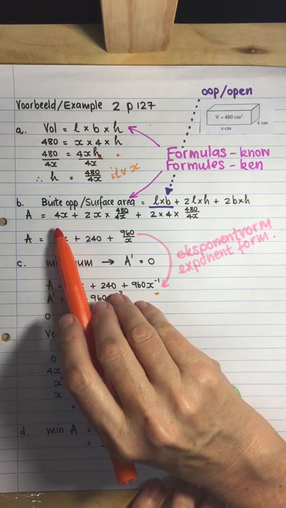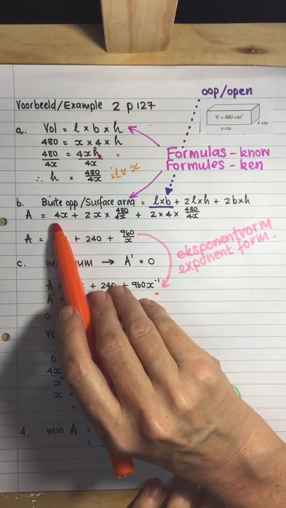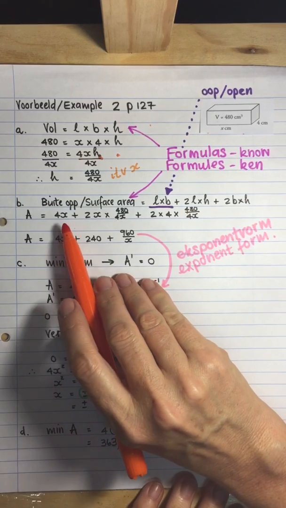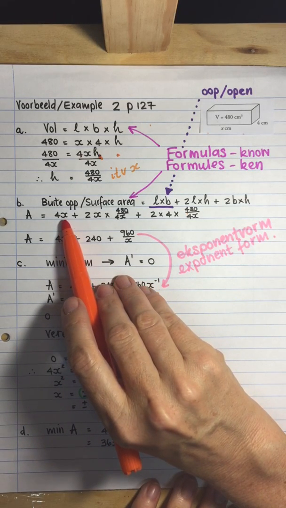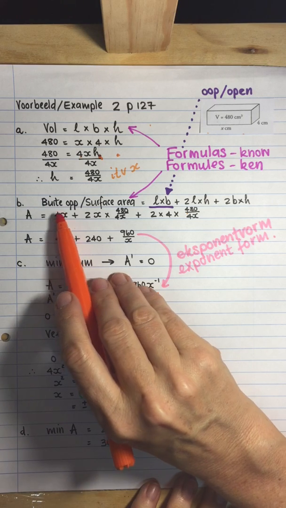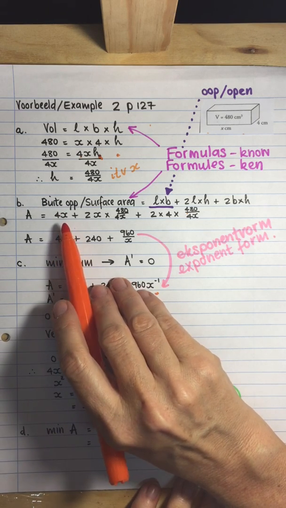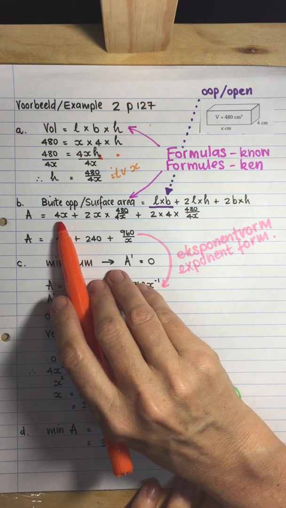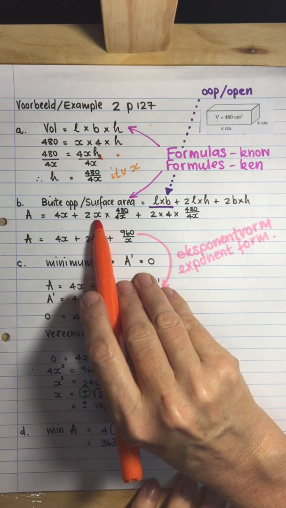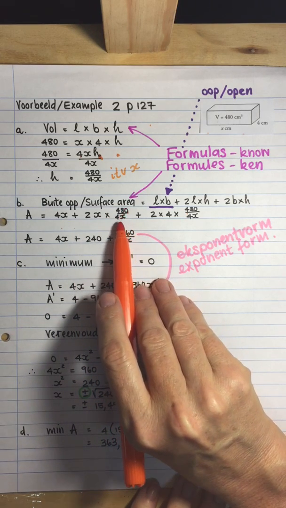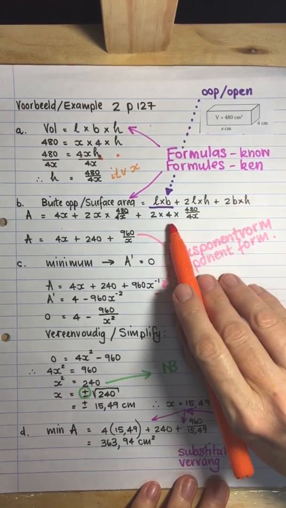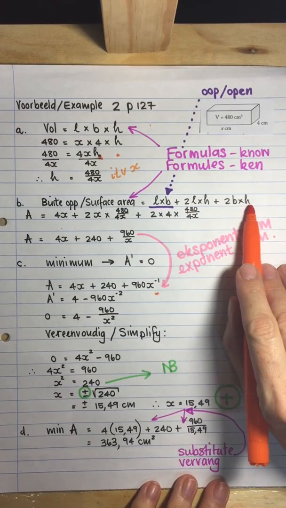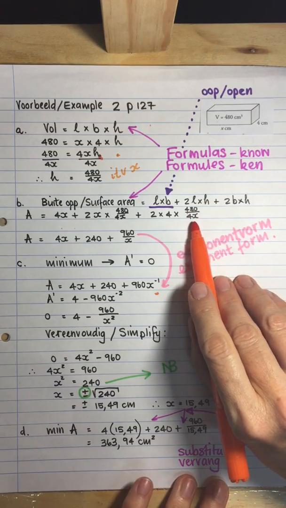And I can first substitute into this expression the values that I know. L is 4, B is x. I'm sorry, it's the other way around. That gives me 4x. 2 times the length is L, the height is 480 over 4x, plus 2 times the breadth is 4, and the height is 480 over 4x.